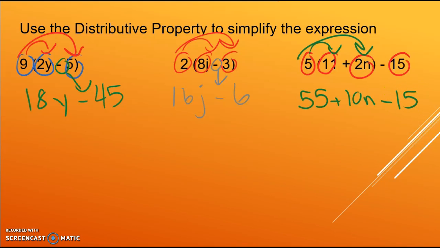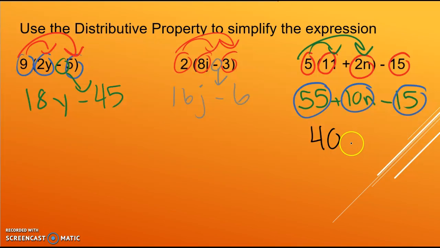Now here, I'm going to circle whatever terms I have left. So I have 55, 10n, and 15. And I have to think about what I can combine here. So I can't combine anything with 10n because I don't have another n anywhere. So the only thing that I can combine is the 55 and the 15. And I know 55 minus 15 is 40. And then I bring down my 10n, so I have 40 plus 10n. Now, since this is addition, I can write this the other way too, because remember with addition, order does not matter, so this is the same thing as 10n plus 40.